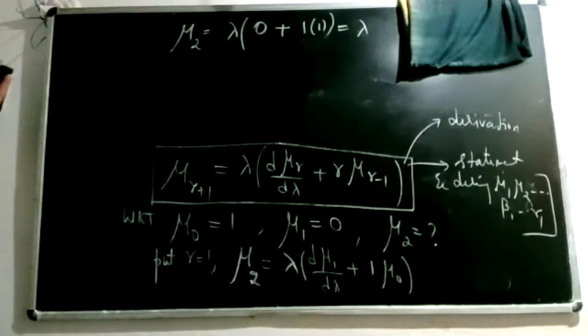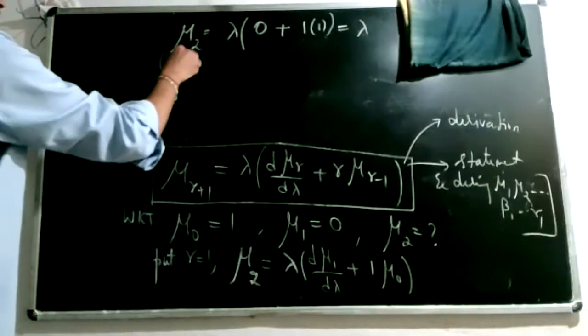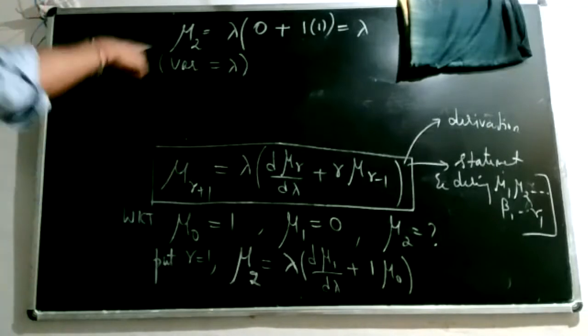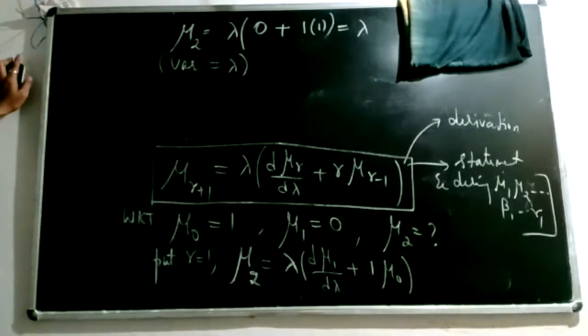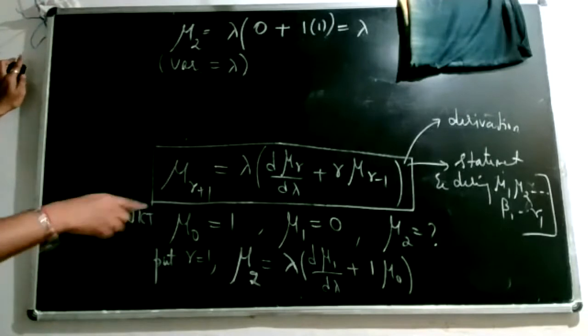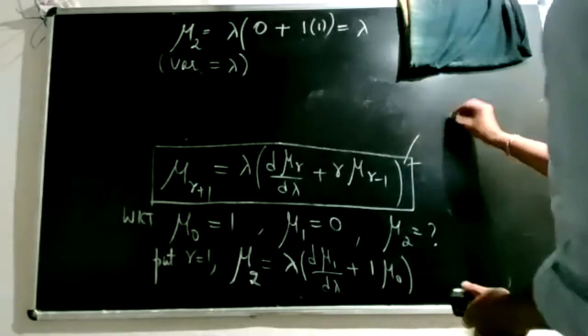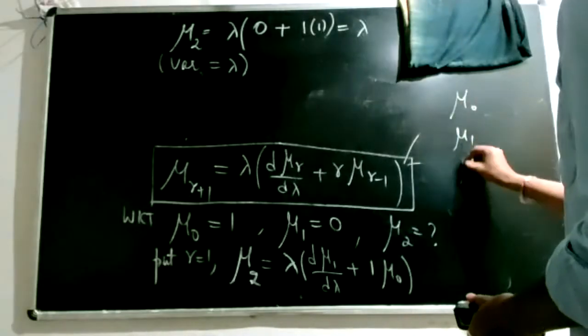So we have mu 2 equal to lambda into the derivative of mu 1. What is mu 1? Mu 1 is 0, so the derivative of 0 with respect to lambda is also 0, plus 1 into mu 0. Mu 0 is 1, so I get 1 into 1, which is lambda. If you remember, we had obtained the variance. Variance is mu 2 and we had variance equal to lambda. So we have got mu 2 equals lambda.